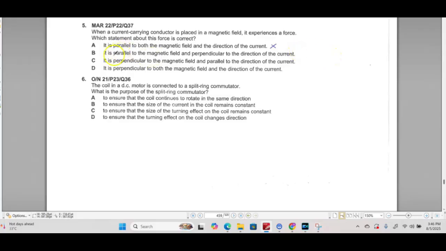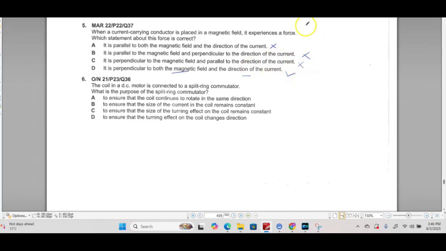So we will look for an option that states that it is perpendicular to both. B, it is parallel to the magnetic field and perpendicular to the direction of the current. No, this is not correct. It is perpendicular to the magnetic field and parallel to the direction of the current. No, this is also not correct. It is perpendicular to both the magnetic field and the direction of the current.